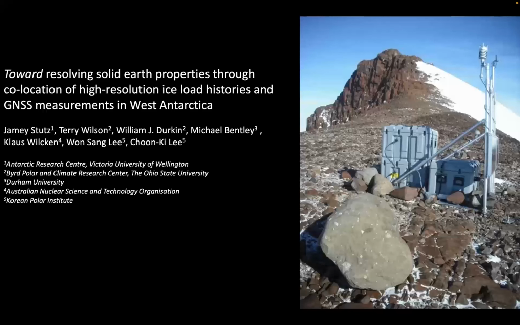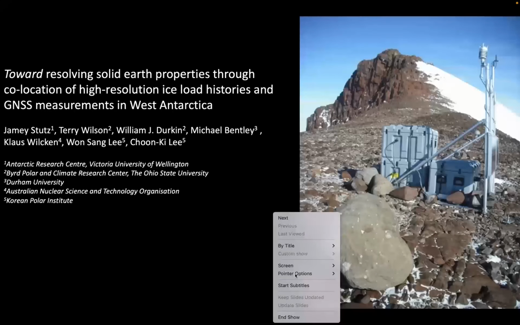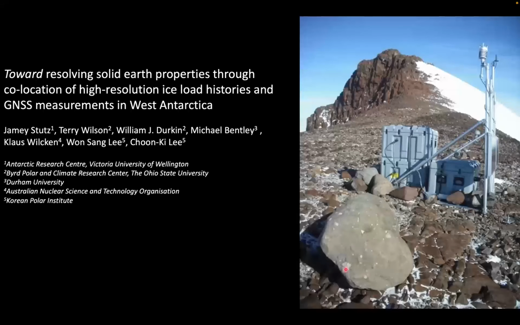I'd also like to acknowledge the collaborators on this project. It's growing, but basically this really started over a decade ago, and Mike and Terry thought it might be wise to look out for some glacial erratics as we were going around installing GPS sensors to bedrock. And yeah, so here we are.